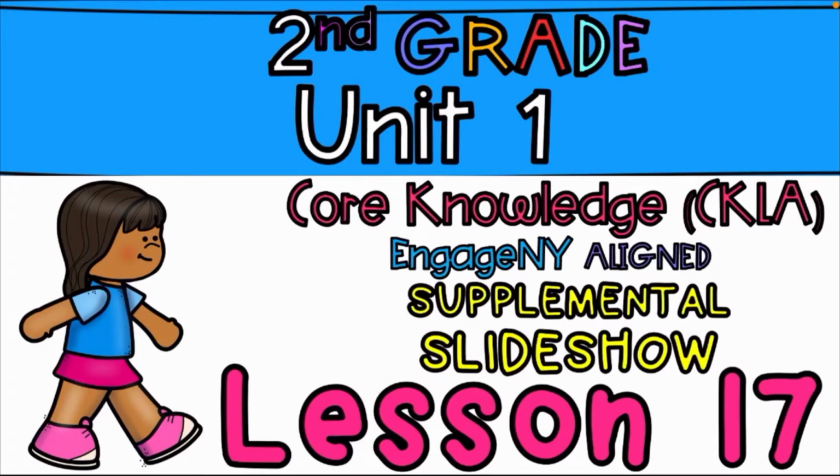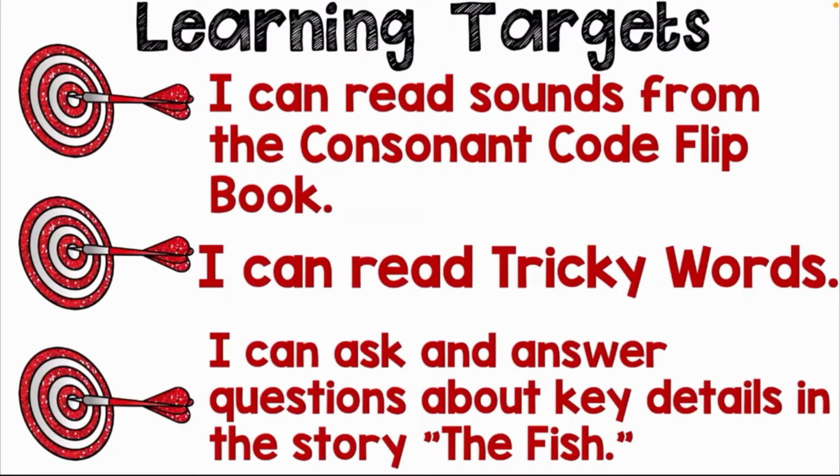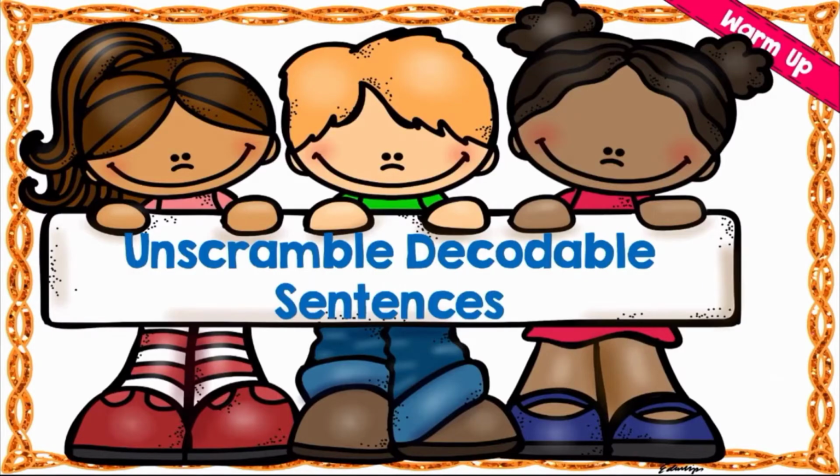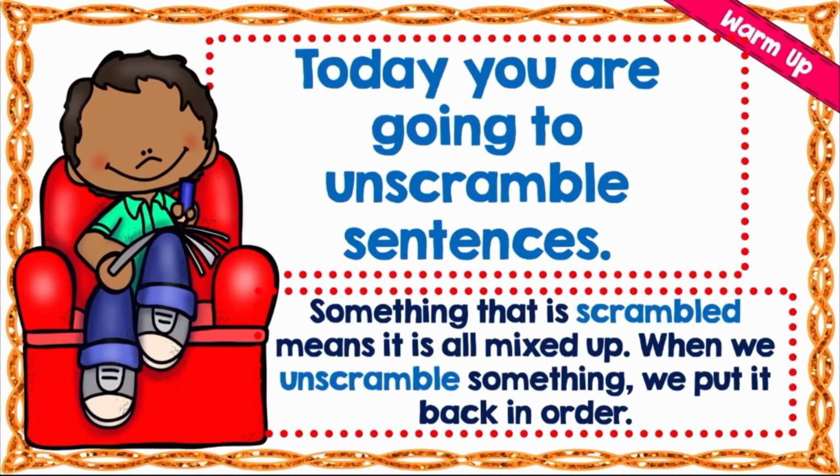Yet another amazing class. Today our learning targets are: I can read sounds from the consonant code flip book, I can read tricky words, and I can ask and answer questions about key details in the story The Fish. Now let's unscramble decodable sentences.